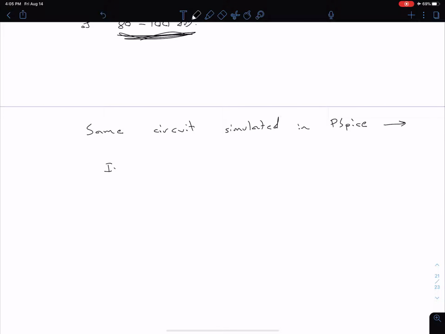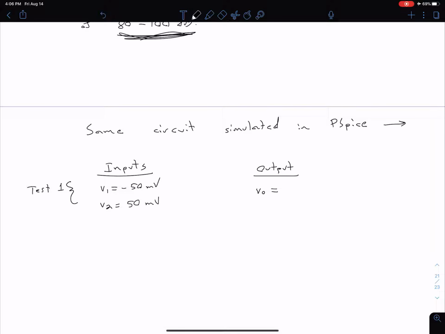So let's say we have our inputs for test 1. We do inputs of V1 is negative 50 millivolts, and V2 is positive 50 millivolts. This I'm going to call my test 1. That's going to result in a single output, because we just have one output V0, of 1.0043 volts.